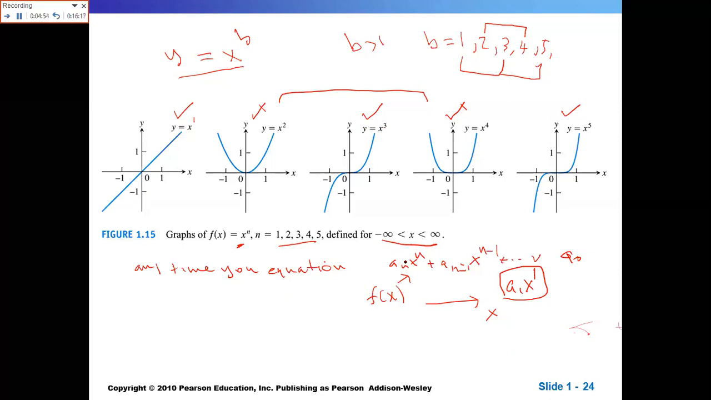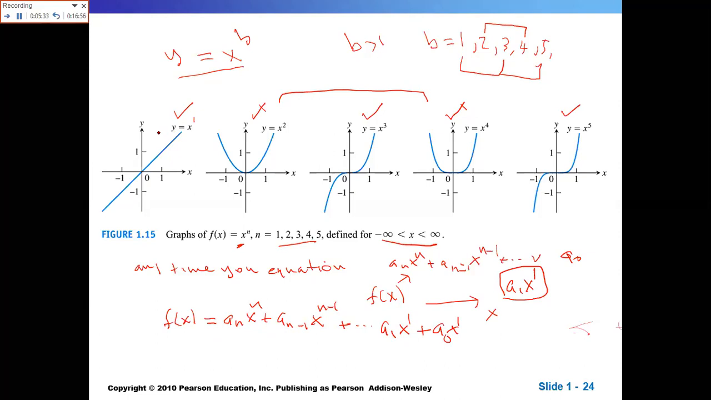يا دكتور بس معلش هذه ما فهمتها كويس. طيب نحن قلنا ايش؟ قلنا عندنا f of x we can use الايكويشن، ممكن تكون an x to the power n plus an minus 1 x to the power n minus 1، أي equation، plus a1x to the power 1 plus a0 x to the power 0 is just 1, so we don't have to put it. Okay, هذه أي معادلة, any of these here.